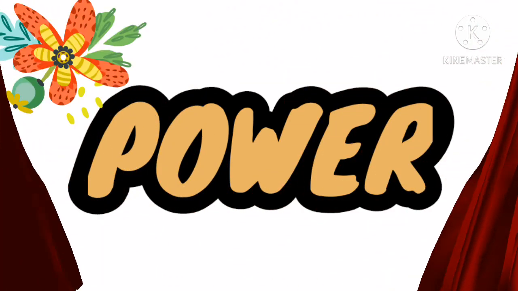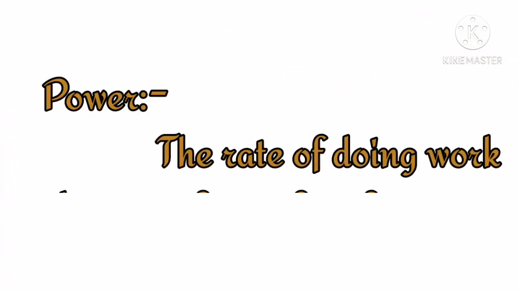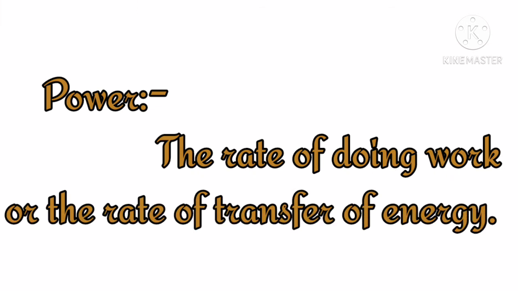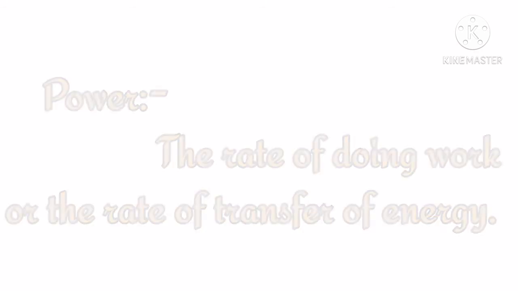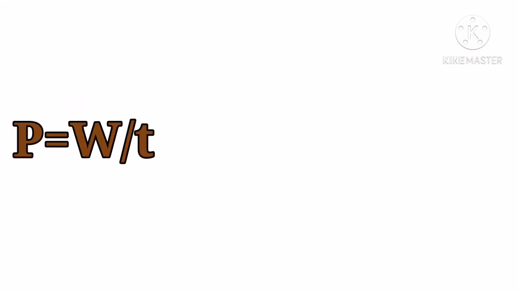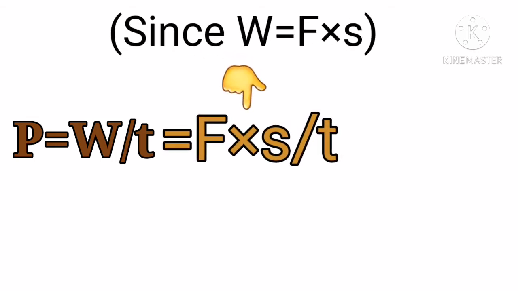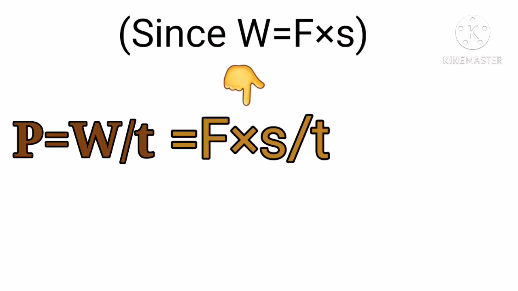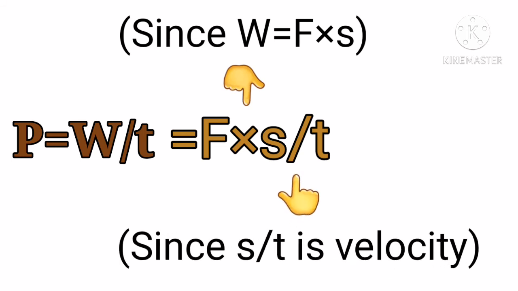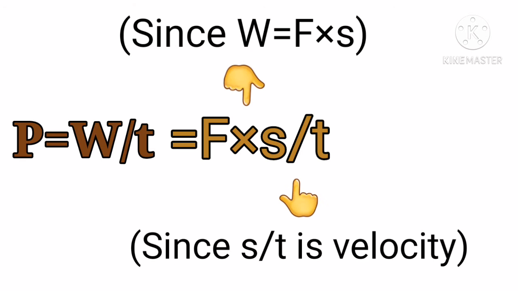Now we shall discuss the next concept, power. Power is defined as the rate of doing work or the rate of transfer of energy. Power formula can be obtained by work done per unit time. Work is nothing but force into displacement. So we can also write that force into displacement by time is power. Displacement by time is velocity. So we can write that force into velocity is also power.